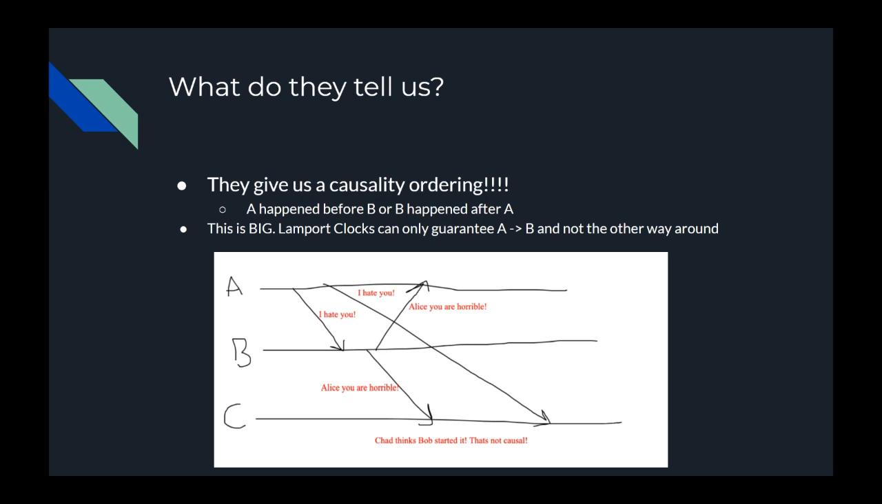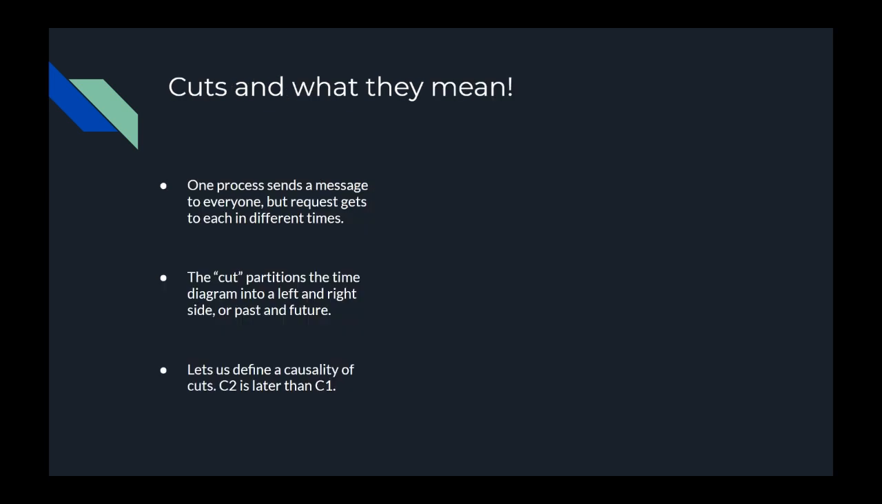And they're in a group chat, right? So Bob gets that and immediately says back, Alice, you're horrible, right? And then he sends that also to Chad since they're in this group chat. And Chad sees that Alice is horrible. And then Alice says, I hate you, right? So to Chad, he thinks Bob started it, when in actuality, Alice started it, but he got the message later. So this is a causal violation. So this is kind of what vector clocks are meant to prevent. And that's why people like to use them.